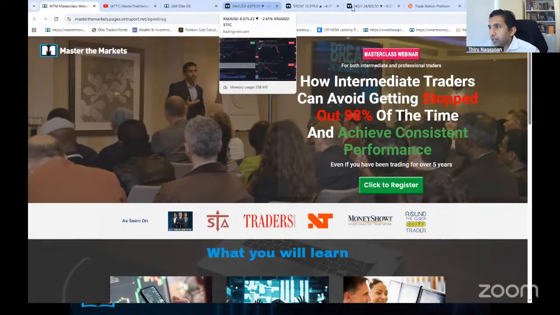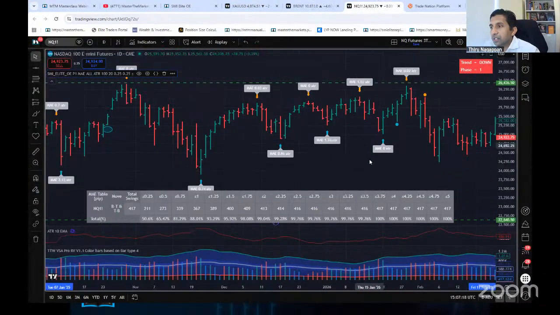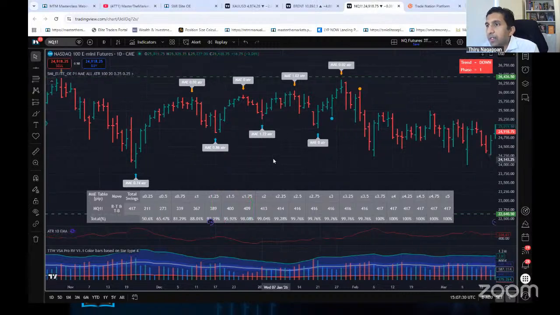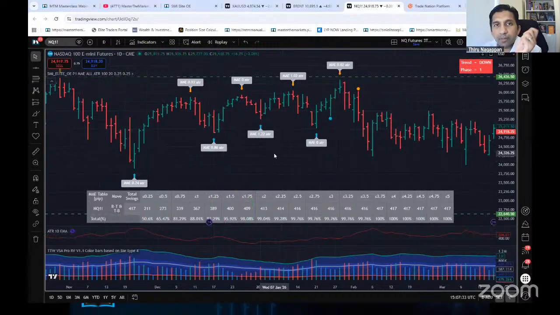Now, once I come back to here, you can see these are the MAE numbers. This will tell you where to place your stop. If I place it at 1.5, I won't get stopped out 95% of the time. That's how you trade with conviction. Now you understand, all because you understand market structure. This is how important market structure is for swing trading.